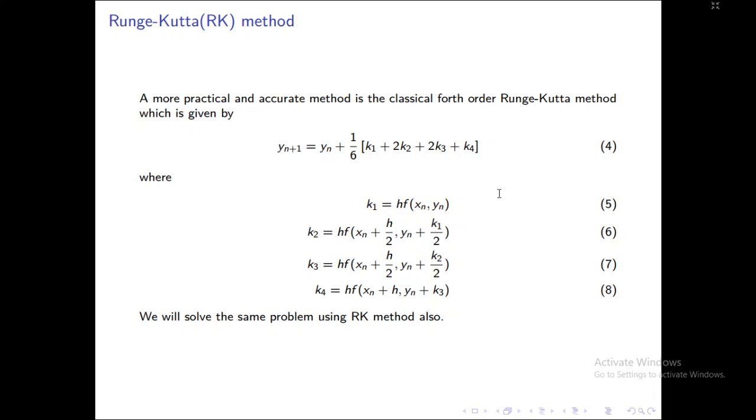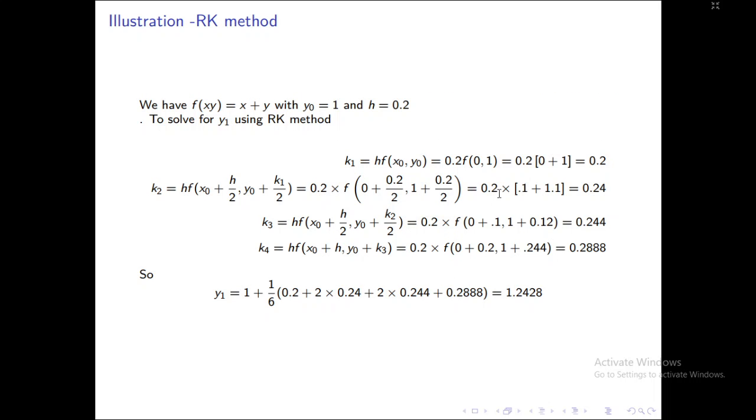And we will illustrate it using the same problem. The number one thing: this is not an iteration method. This will give the value of y n plus 1 in a single step. So here f of x y is x plus y, with y at x naught equal to 1, and h is equal to 0.2. That's our problem. So we start with calculating the values of k1, k2, k3 and k4.